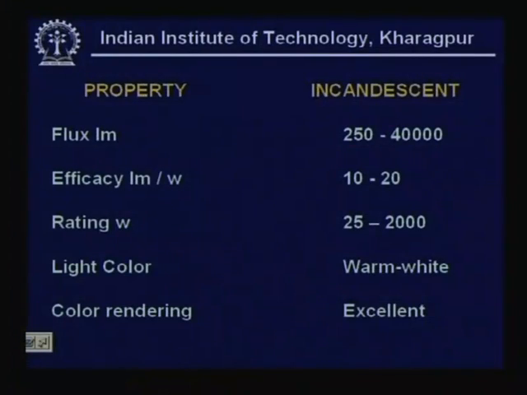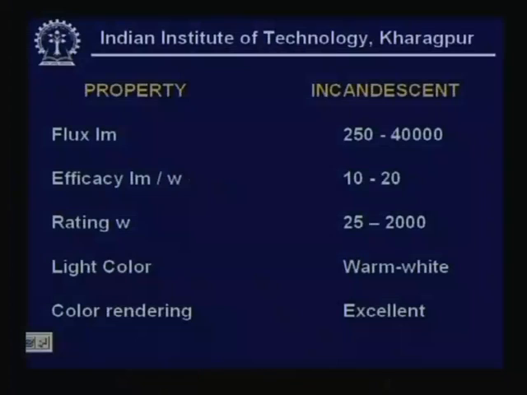The properties which we are trying to compare, the first and foremost is the light flux, which we said is standardized as lumens. Then the next most important property as far as radiation goes is the efficacy, that is lumen output per watt of the energy consumed. Thirdly, the rating. We said we specify a lamp firstly by the wattage or the energy it consumes.